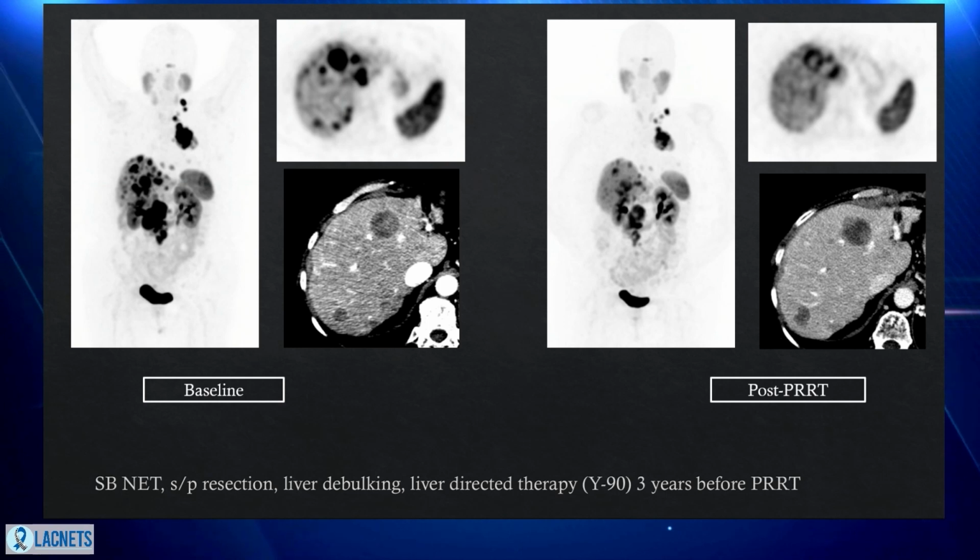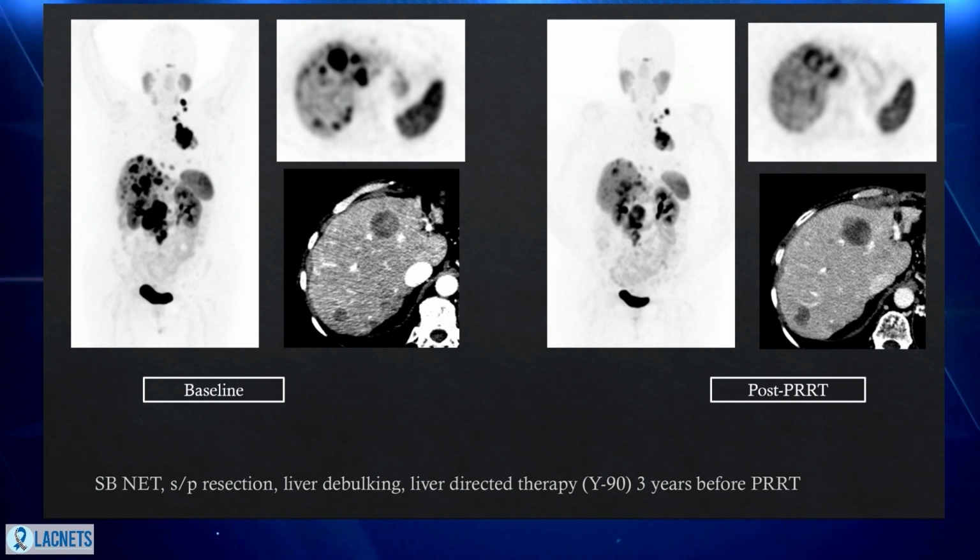Now, this is another case with small bowel neuroendocrine tumor. So here the patient was treated with PRRT. So here we have disease response on the post-therapy scan. We see many lesions that disappeared in the liver. However, look at the liver lesions on CT. They look a little bit larger. But here it's important to look at the morphology.